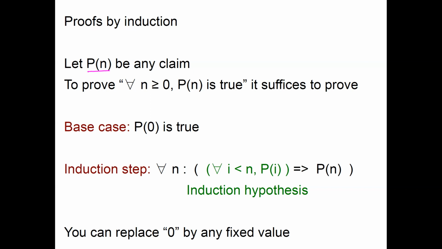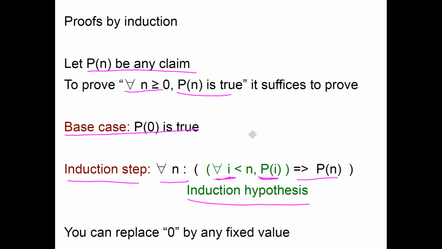Let P(n) be any claim parameterized by n. So if you want to prove that for every n at least 0, P(n) is true, then it suffices to prove a base case that P(0) is true, and an induction step that for every n, if you assume that P(i) is true for every i less than n, then you also get P(n). This is the induction hypothesis, the stuff in green. And you can replace 0 with any fixed value.